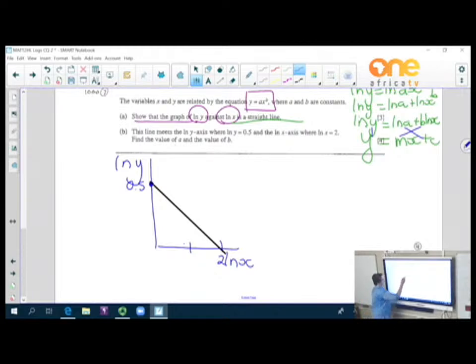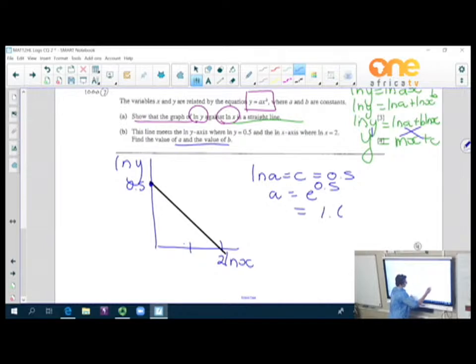Find the value of a and b. This is what we need to find now. Even if they don't say do this, use this method. I start with ln a, which is equal to c. And where is that value? Here at 0.5. So I need to undo the ln. How do I do it? I use e. So e to the power of 0.5, and my answer is 1.65.